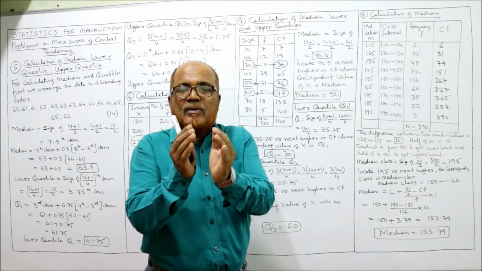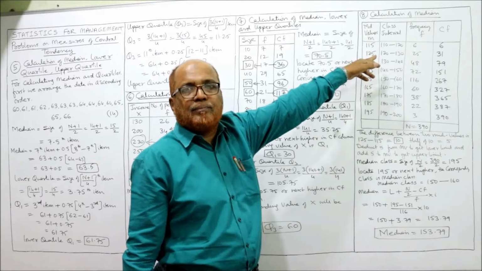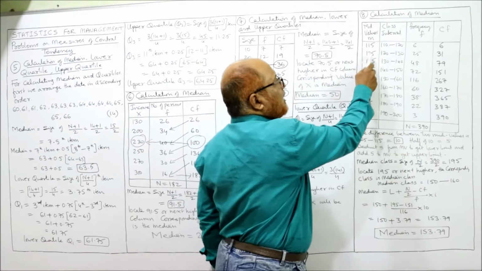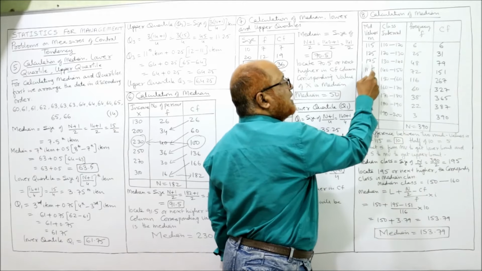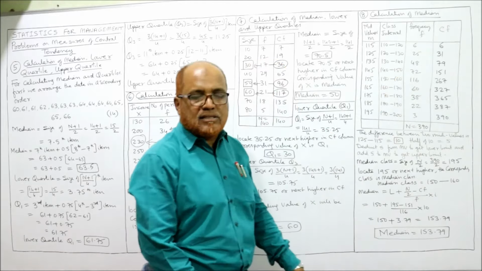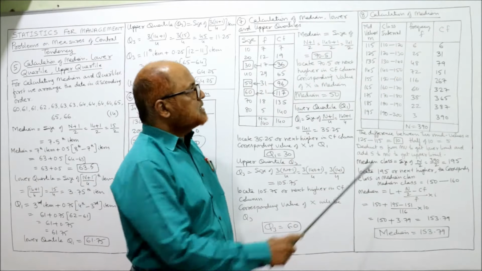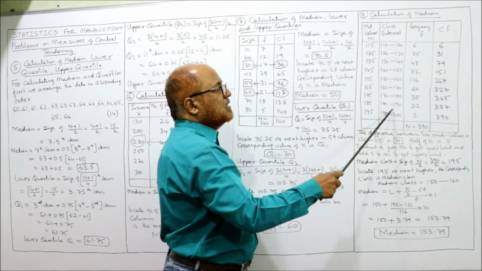For every mid value, we deduct 5 to get the lower limit, and add 5 to get the upper limit. So 125 minus 5, 120. 125 plus 5, 130. 135 minus 5, 130. 135 plus 5, 140. Like this, you have to convert it into class interval. Now, we don't require mid values. We are concerned with the class interval.